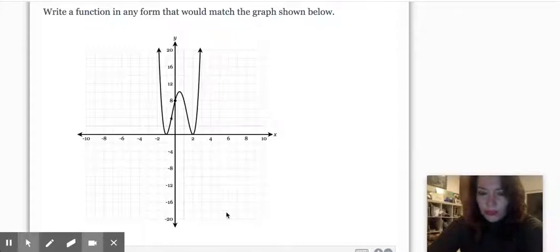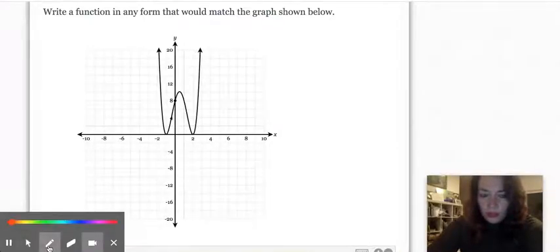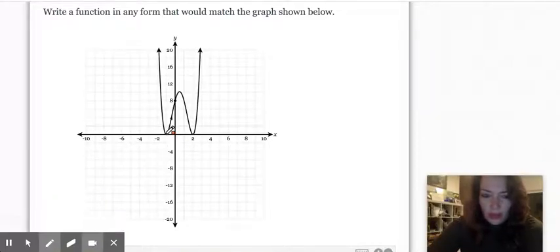All right, we're going to learn how to write the equation of a polynomial in factored form, such as the one presented here. What we're going to do first is look at the x-intercepts, and then write that in factored form.